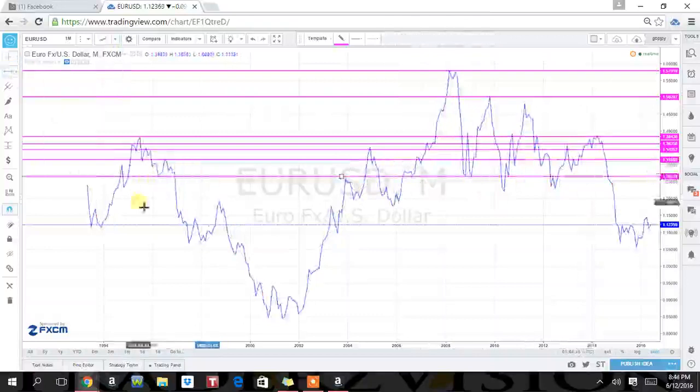That's basically all you do. You just find where it fails more than once. If it doesn't fail more than once, then don't mark it unless it's a very peak high or peak low like these.